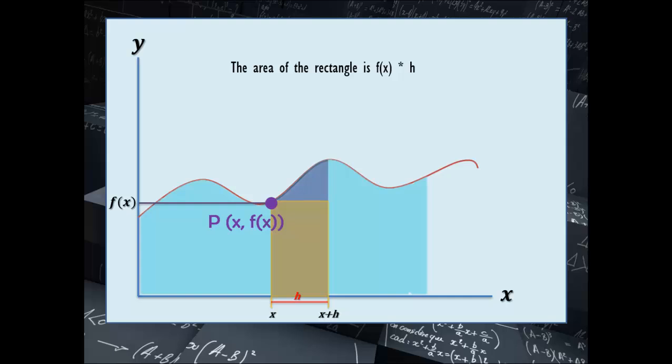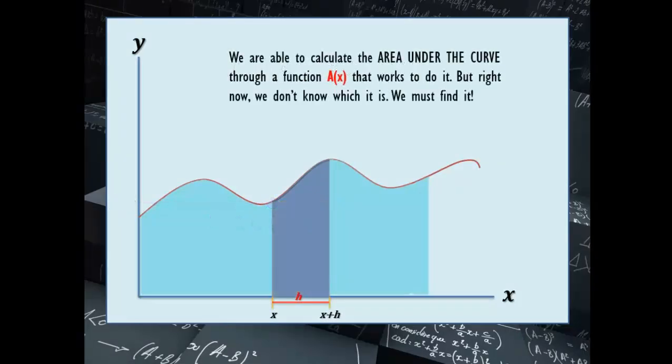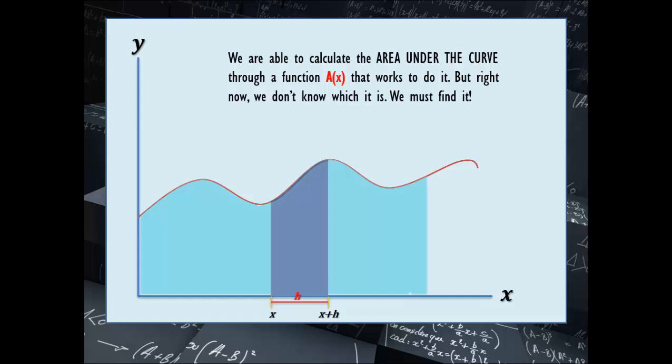If our goal is to calculate the exact area under the curve, we have to do something different. In that case, we have to look for a function that allows us to calculate the exact area under the curve of the function f of x. We call that function a of x. But we still don't know the expression of the function, namely if the function f of x is equal to x squared or x plus 3 or anything else. We don't know it yet.